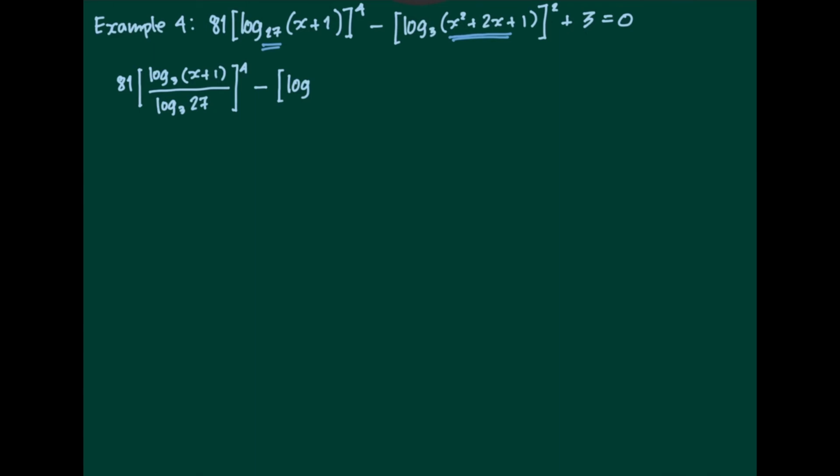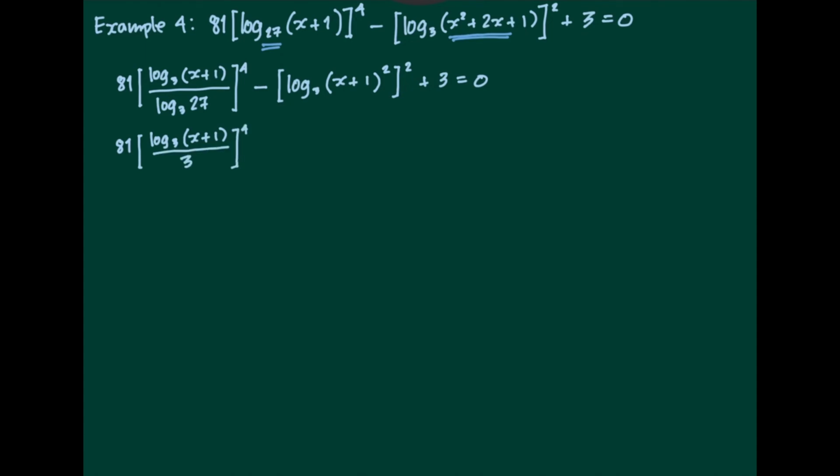So, we'll have the second term as negative log base 3 of the quantity x plus 1 squared, and the whole thing is still squared pa rin, plus 3 equals 0. Now, what do we know about log base 3 of 27? Log base 3 of 27, ito yung exponent kung saan natin i-raise 3 para maging 27. So, that is equal to 3.